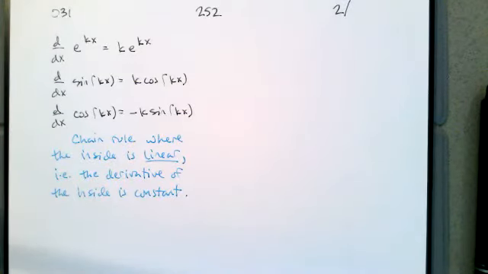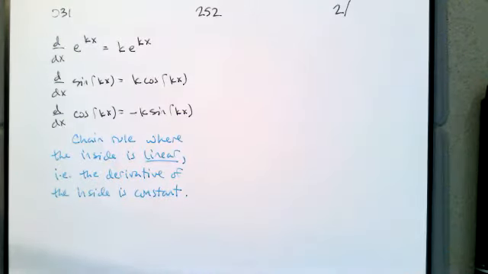The derivative of sine of 7x is 7 cosine of 7x. The derivative of cosine of 12x is negative 12 sine of 12x. In all those cases, we're using the chain rule. The derivative of the inside was just a constant, so we just multiply by that constant.